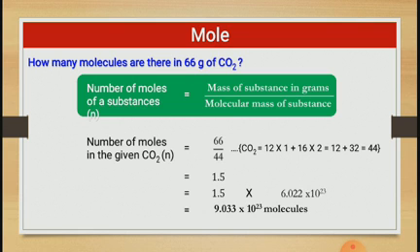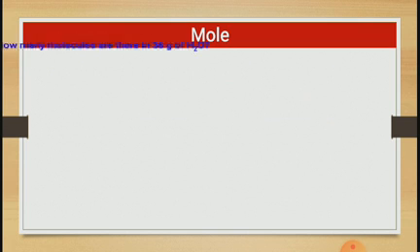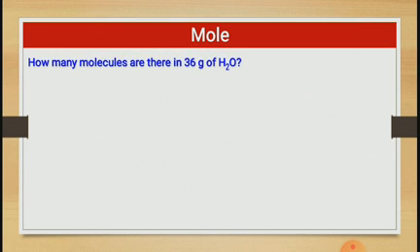So it is very easy to find out. You must know how to find the molecular mass, and it is also very easy. So let us find another one. How many molecules are there in 36 gram of H2O? Okay, so let us find.